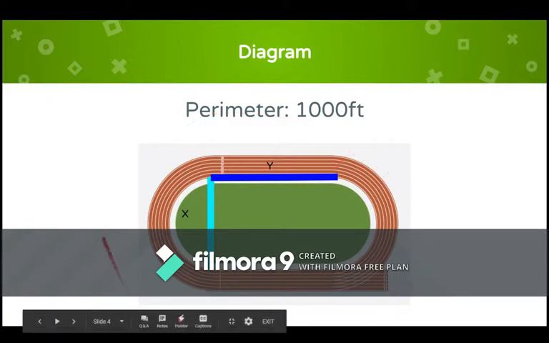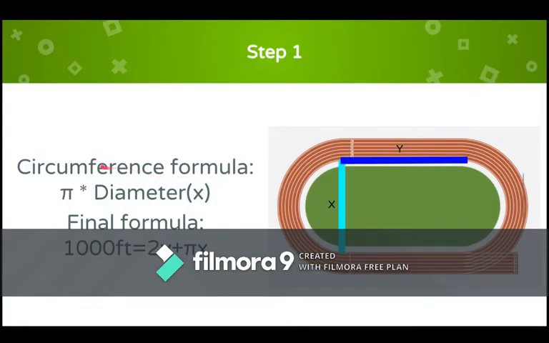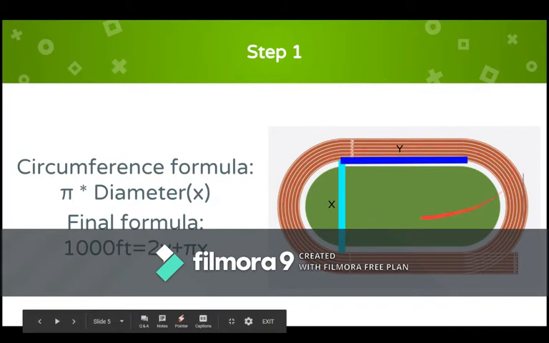This whole track has a perimeter of 1,000 feet. Sorry for that annoying little thing in the bottom. The rectangular section has a length y and a width x, and then the semicircular ends just have this diameter x. The first thing you need to know, the circumference formula is pi times the diameter, which in this case is x. And so to find our final formula, we already know what the perimeter is. The perimeter is 1,000 feet.